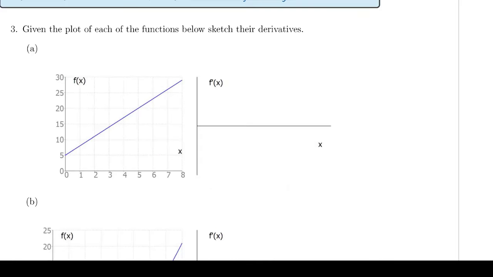So the following problems are practice, so go ahead and pause and try each of these problems, and I'll provide the solutions.